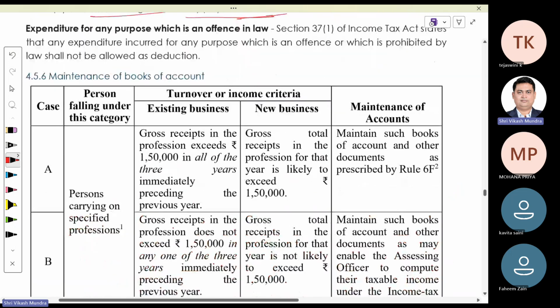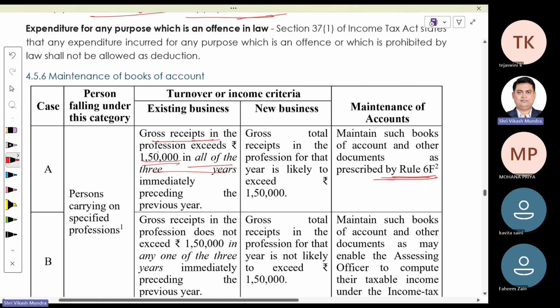If you are carrying on a specified profession and your gross receipt through this profession exceeds rupees 1,50,000 in all of the 3 years immediately preceding the previous year, then you are supposed to maintain those books of accounts which are prescribed under Rule 6F.